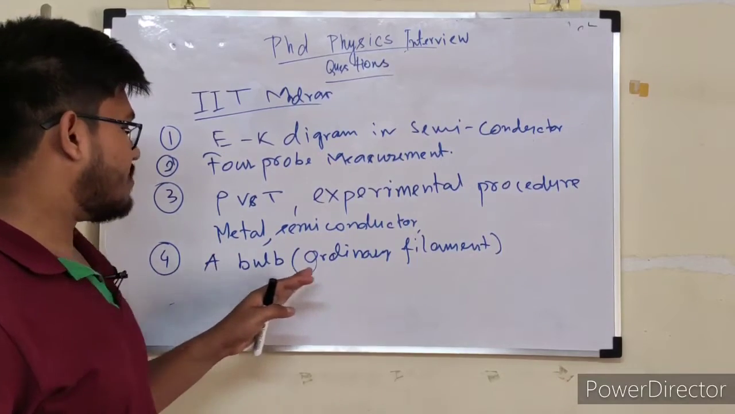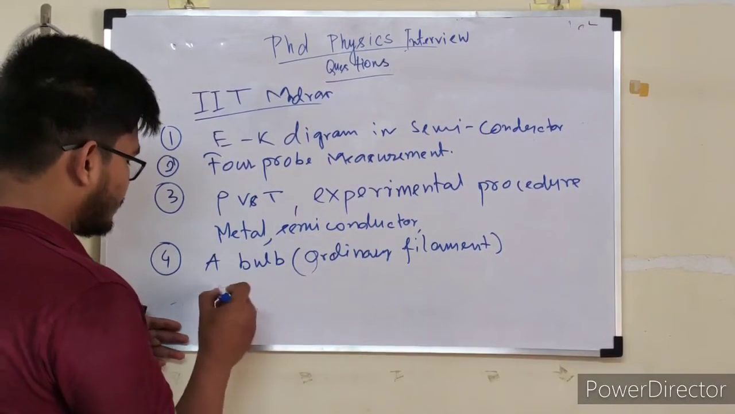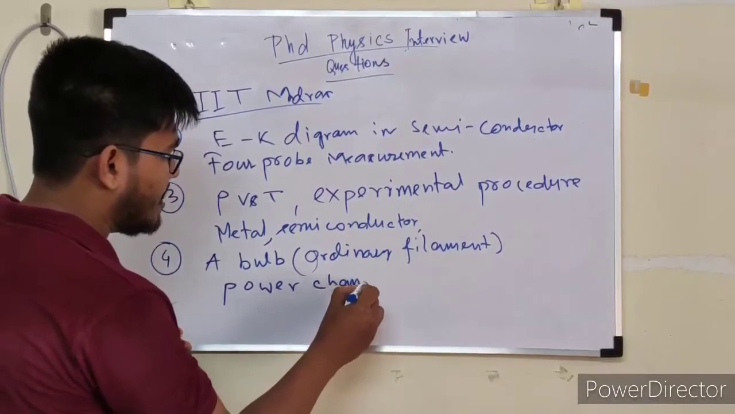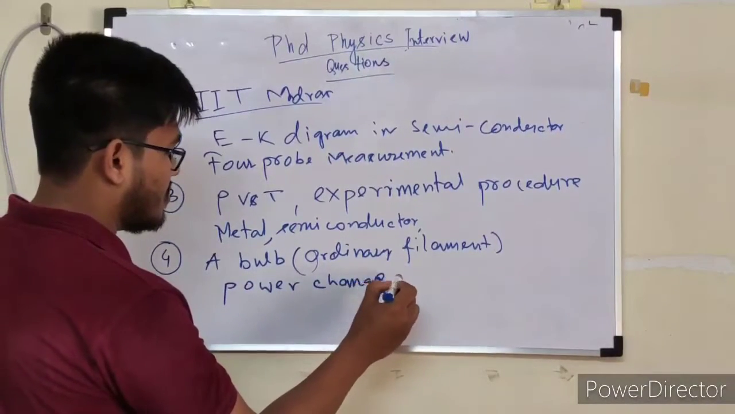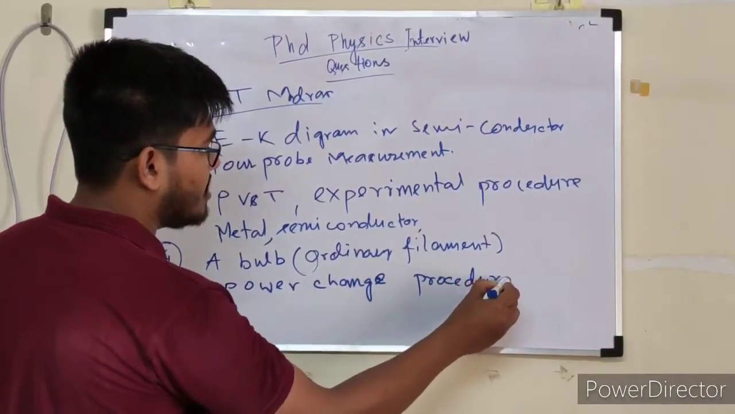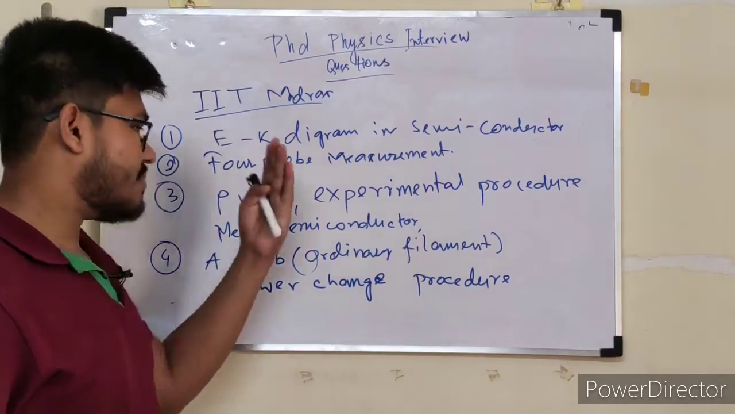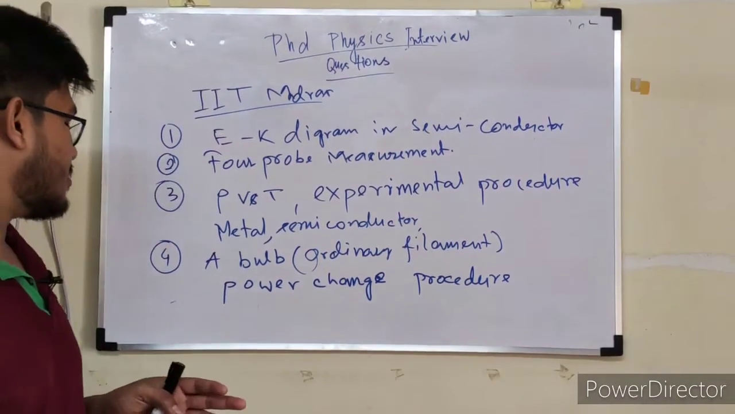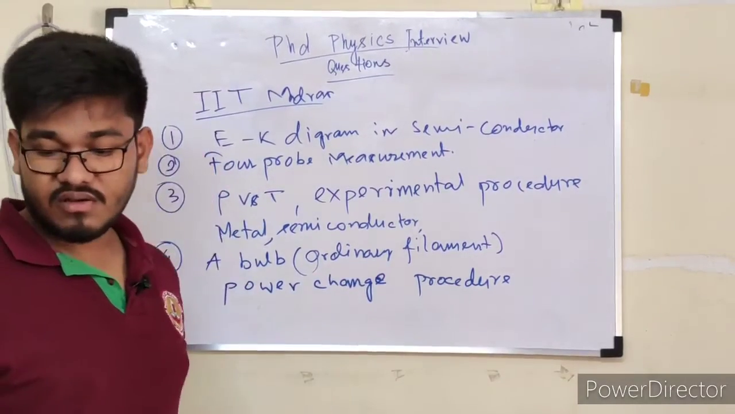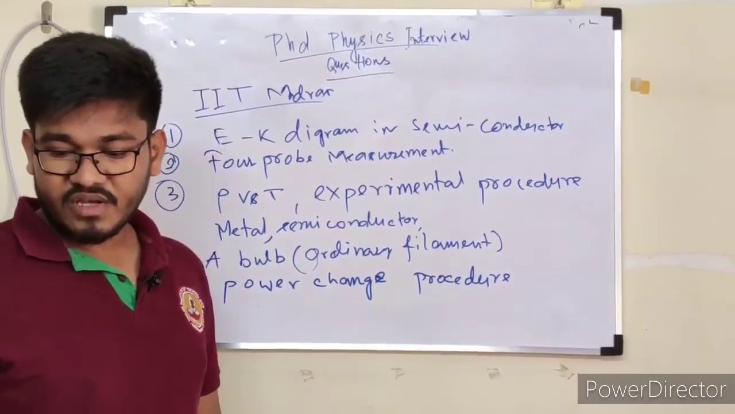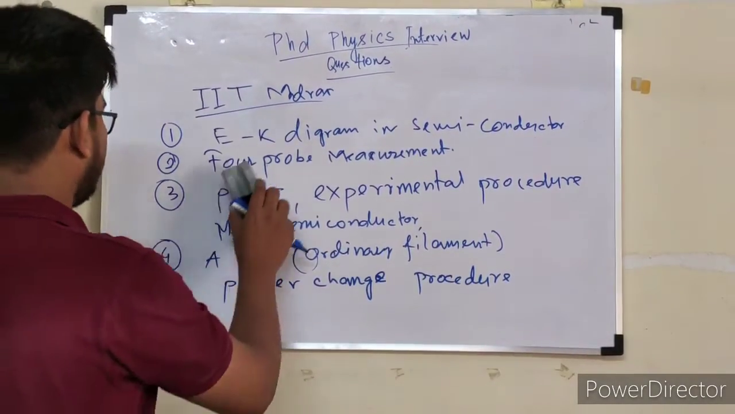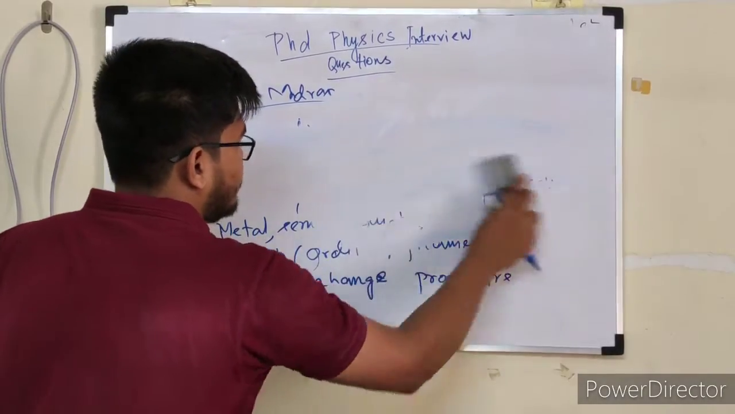So you have an ordinary filament bulb. How will you change the power? That is, will you increase or decrease the power to get the minimum wavelength in the visible region? That was a tricky question. Think about those questions. I will discuss many more. Sorry, that was the fourth question, and now the fifth.